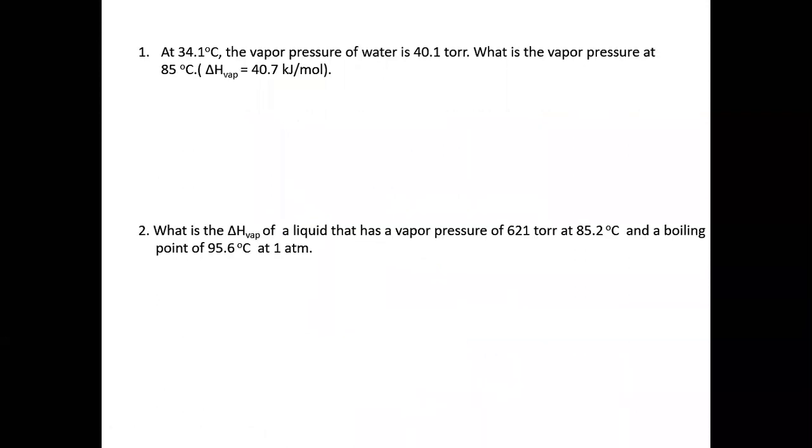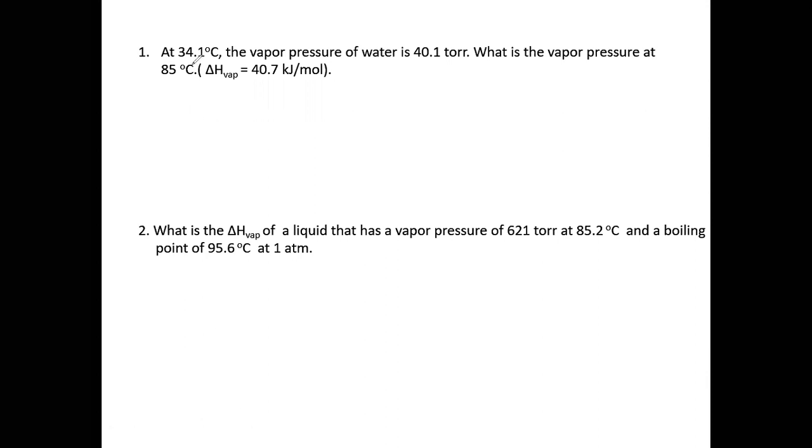I'm going to go over one example with you to show how we can calculate the vapor pressure at a different temperature, given the vapor pressure at a temperature and the delta H of vaporization. Since it gives us the temperature, the vapor pressure, and the delta H of our substance, we're asked to determine the vapor pressure at a new temperature.